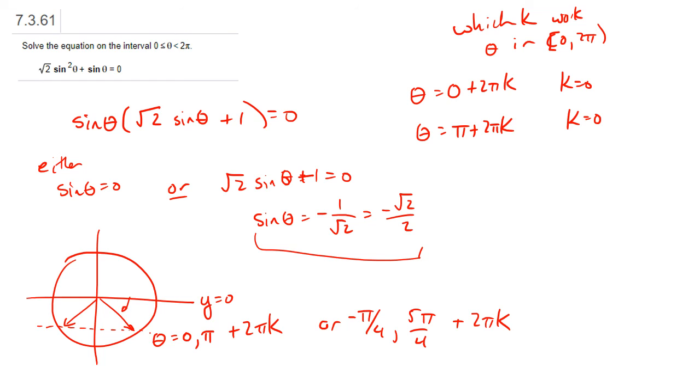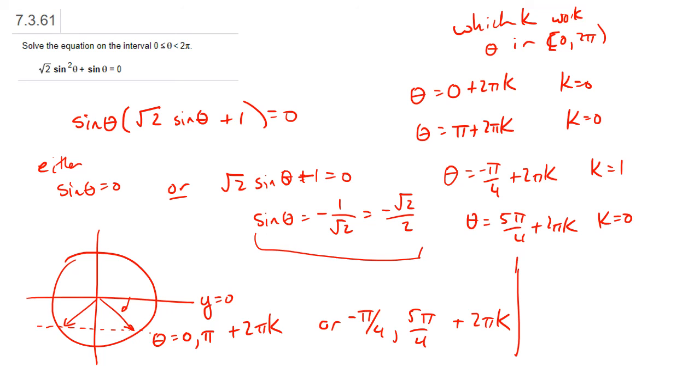Okay, if theta is negative pi over 4 plus 2 pi times an integer, now 0 is actually a bad choice because that would result in negative pi over 4, which is negative, so k equals 1 is actually the only legit choice here. And if theta is 5 pi over 4 plus 2 pi times an integer, then k equals 0 is the only viable choice.